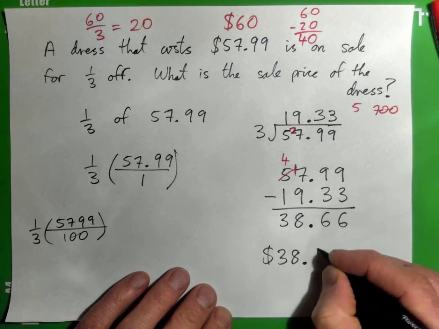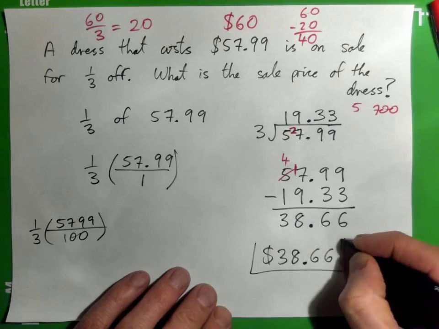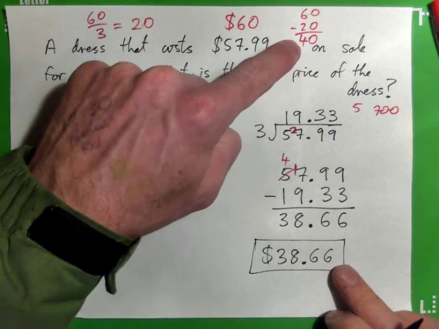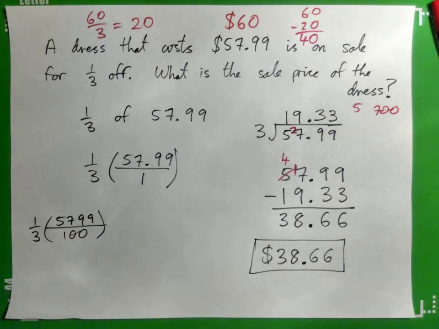$38.66, because we found a third, we subtracted it, we took it off, we got the answer. Is that close to 40 bucks? Nice. So, looks like it's right, doesn't it?